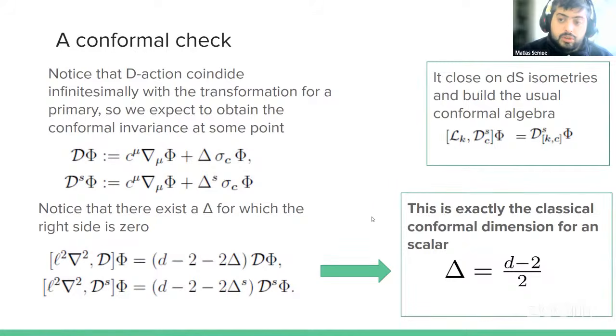So this is new. Also, in the scalar case, the transformation D with K gets the usual conformal algebra. Because K and C commute to a conformal Killing vector. So this is why on the right-hand side we have D.